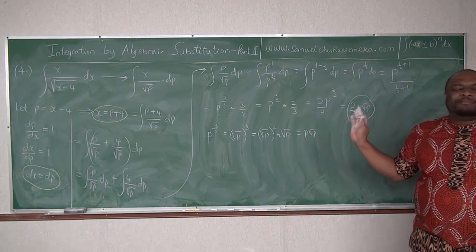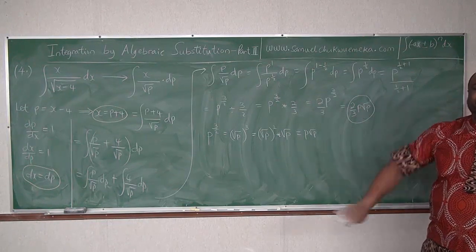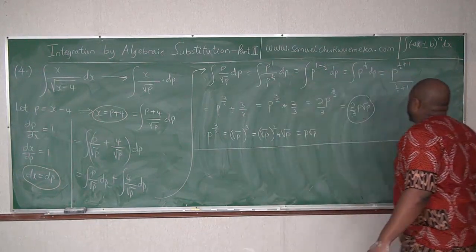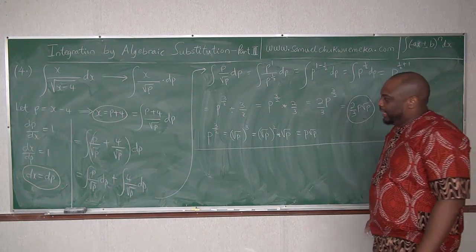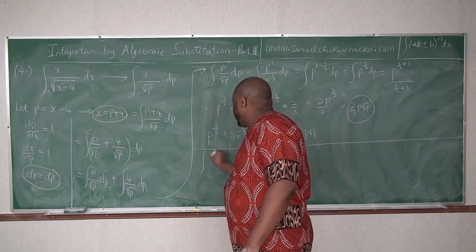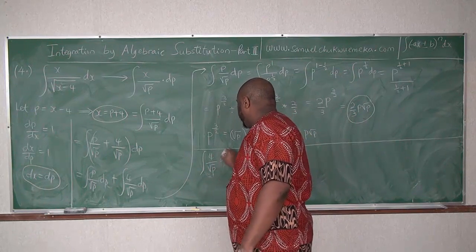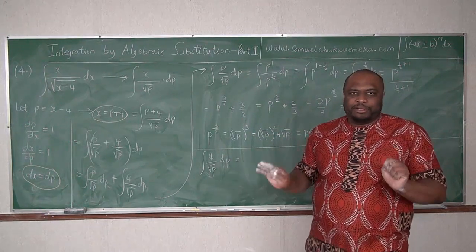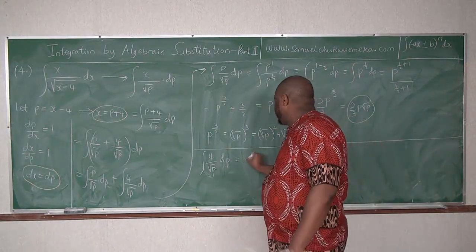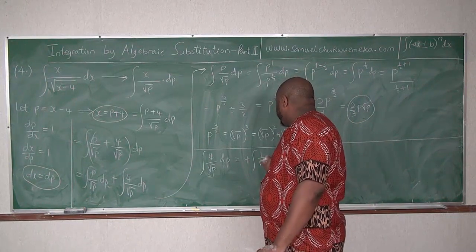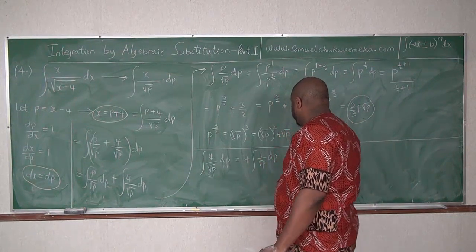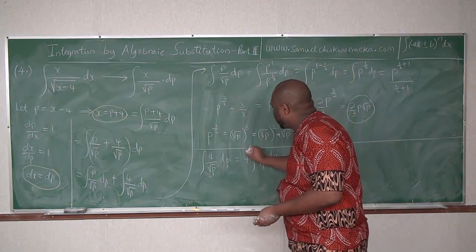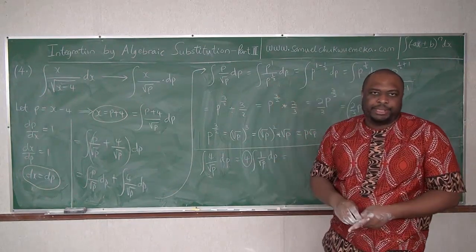Let me first finish everything with p, then in the final answer I substitute back. So, 2 over 3 p root p. The next one, integral of 4 over root p dp. I don't like the constants inside the integral, so bring it out: 4 integral of 1 over root p dp. Leave the 4, we will come back to it. I'll circle it.